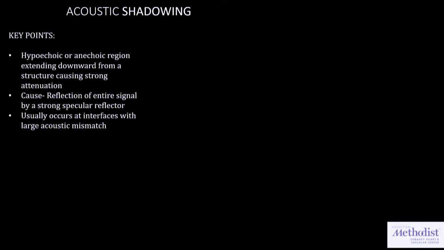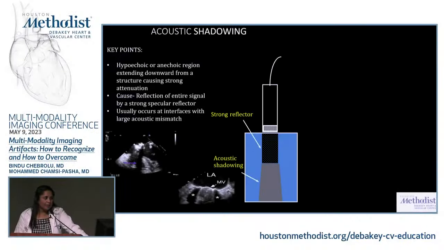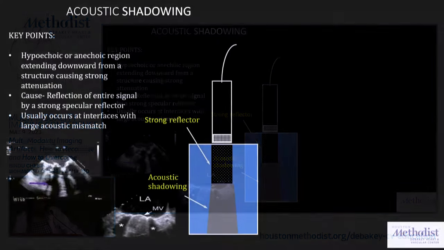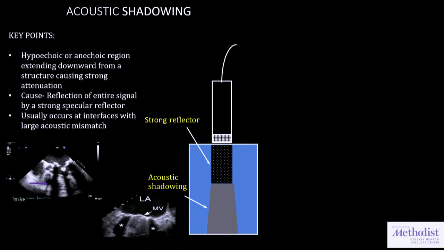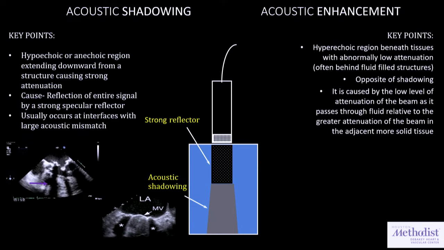What is acoustic shadowing? When you see a hypoechoic or anechoic region, mainly from a structure which is very reflective and blocks almost the entire signal, there is a space behind it. For example here, there's a dense mitral annular calcium, and if you look at the arrow, that's the acoustic shadowing caused by the annular calcium, right? And in the mechanical valve, this is that enhancement we saw, and the stars show the acoustic shadowing. So it happens quite often actually.